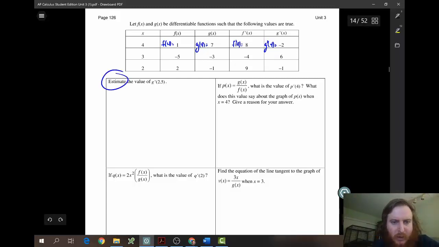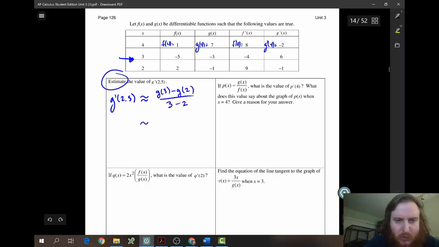Whenever we estimate a derivative, this is just review from last chapter, right? g prime of 2.5, that's our y2 minus y1 thing. Now we're going to use 2 and 3 because that's what 2.5 would be in between. And so we're going to say this is similar to having g of 3 minus g of 2, y2 minus y1, over 3 minus 2, x2 minus x1. Okay, g of 3 is going to be -3. g of 2 is going to be -1, divided by 1. This gives us -2 over 1, or just -2. So that's our approximation.